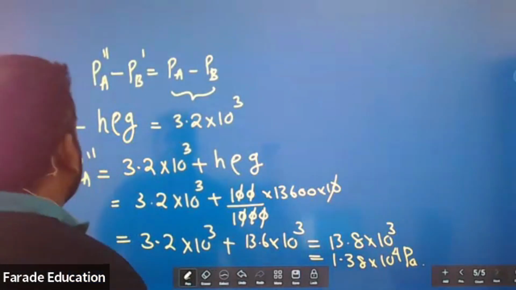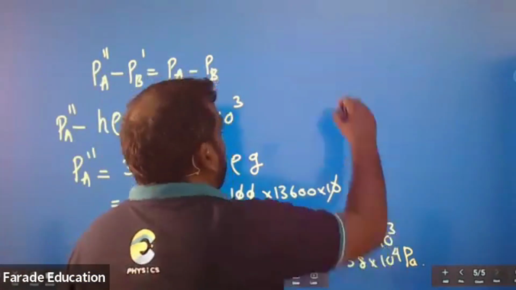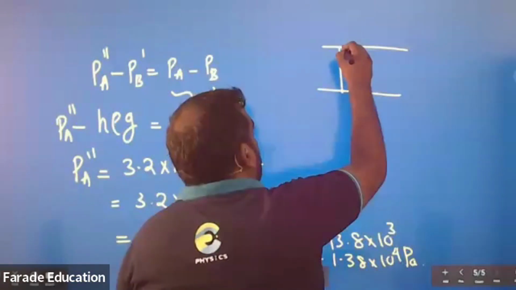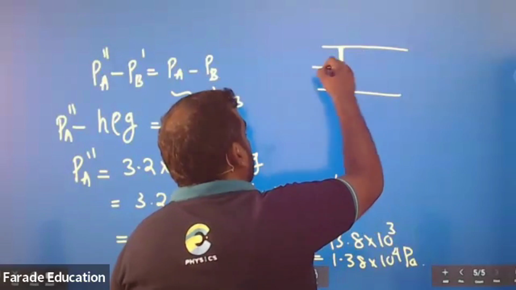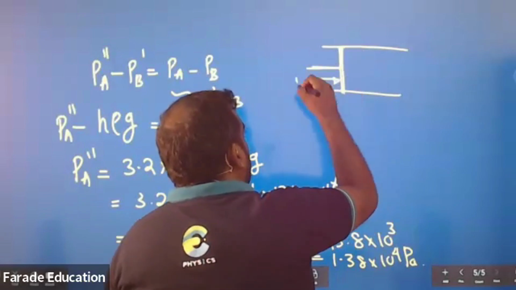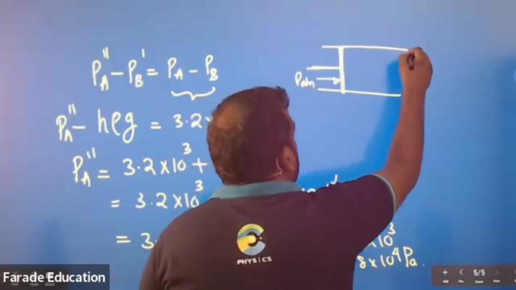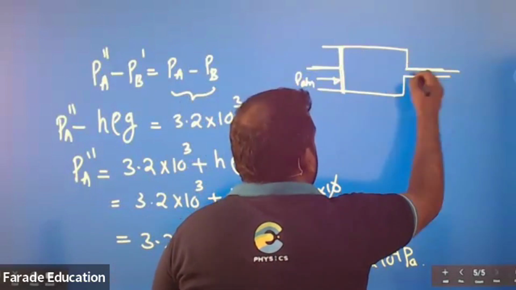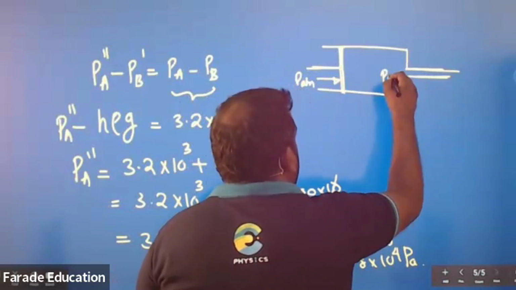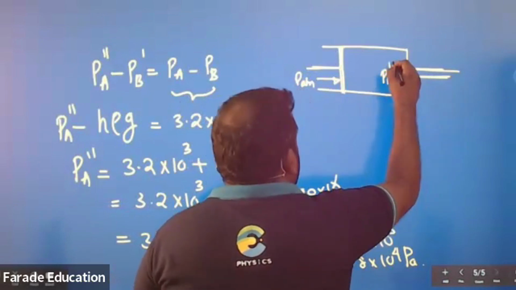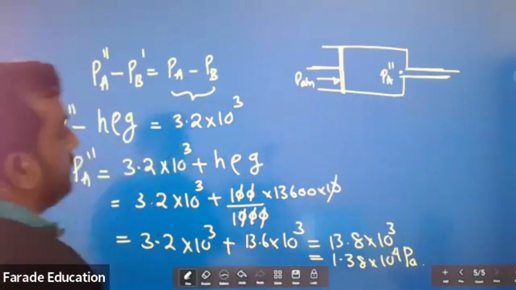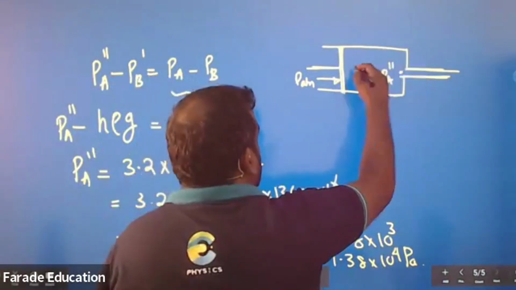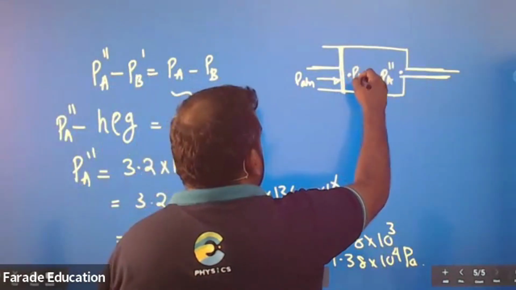Now, what is the excess force applied on D? Piston cylinder arrangement. Outside you are having atmospheric pressure. Inside here the pressure is PA double dash. Horizontal means the pressure is the same, so here also PA double dash.